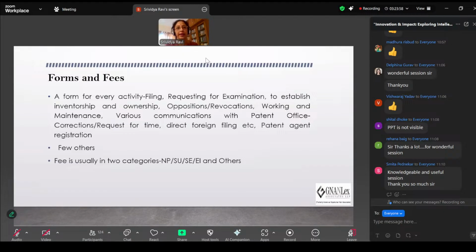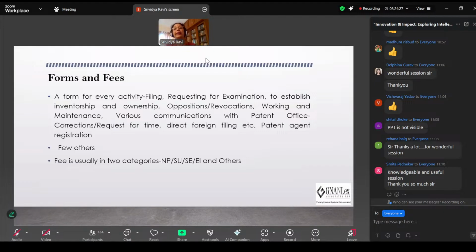And then you have the others against it. Others are large companies, large corporates, huge research institutes, and so on and so forth. Now the fee for a natural person, startup, small entity, and education institute is, I think, one fifth or one fourth of what the others have to pay. You pay much less. You have a huge reduction. It is usually 25% or 20% of the fee that others have.